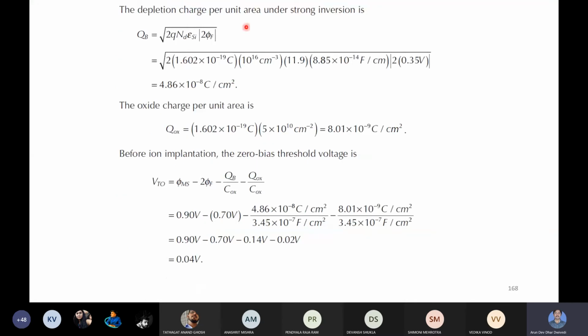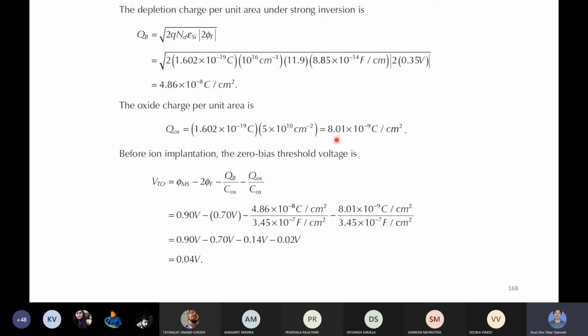And after that, the depletion layer charge is again calculated with the help of Nd. Now 2q Nd epsilon Si 2 phi f. In the case of n channel, here Na was coming with epsilon Si and then the modulus of 2 phi f. For the p channel, Nd will be coming. The same method we are adopting, and this phi f is also taken. Then the oxide charge per unit area is found out. QB is the depletion charge; the oxide charge number density is given as 5 into 10 power 10 per centimeter square. Only the electronic charge should be multiplied, so q is 1.6 into 10 power minus 19.